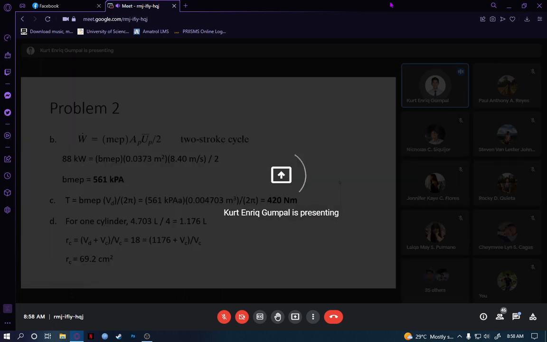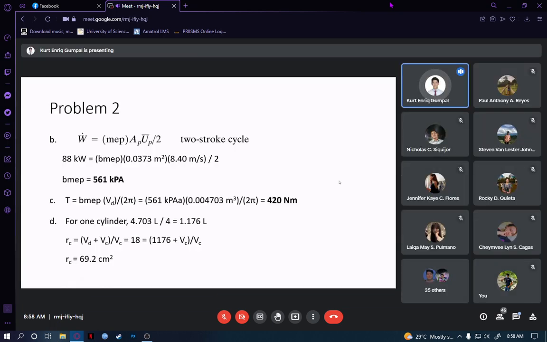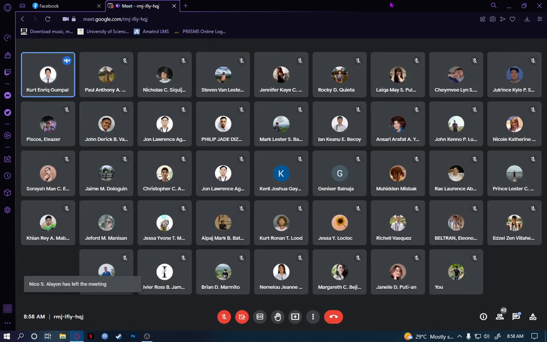Okay, pasensya class. Kailangan mo mag-input tagsa-tagsa. So for you to be able to get your torque is equivalent to your brake mean effective pressure times your displacement volume divided by your 2 pi. Okay? Your brake mean effective pressure has a lot of different formulas. One of that is, I'm going to use a whiteboard again.